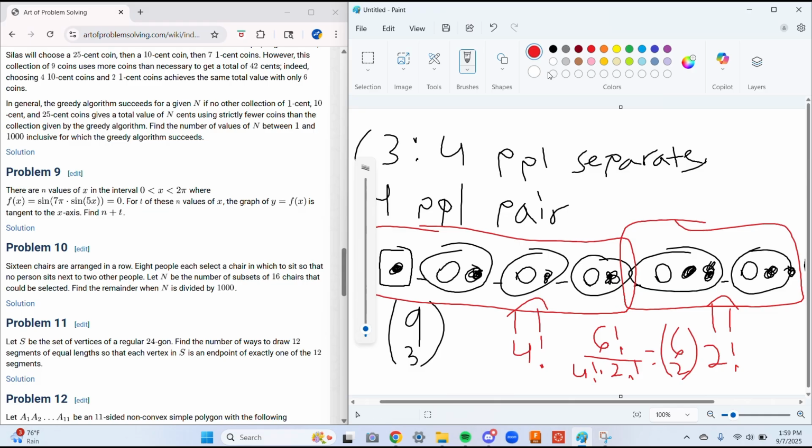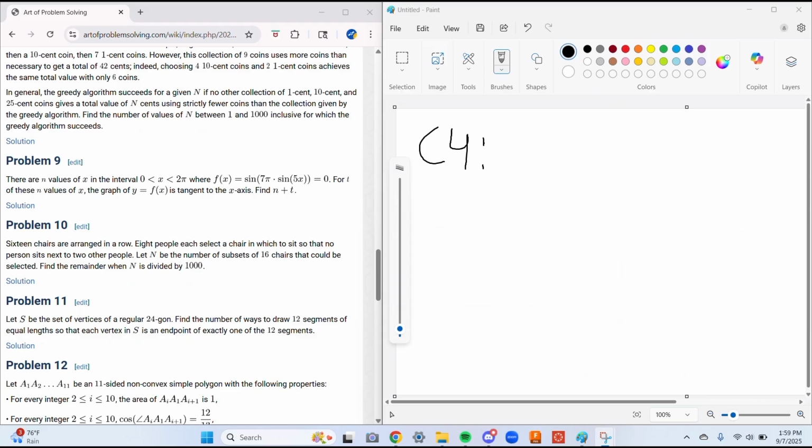So the total number of ways for the third case is just going to be 9 choose 3 times 6 choose 2. And 9 choose 3 times 6 choose 2 is just going to be 9 choose 3 times 15, and that equals 1,260. So there are a total of 1,260 ways for the third case.